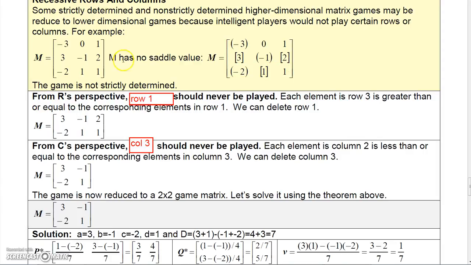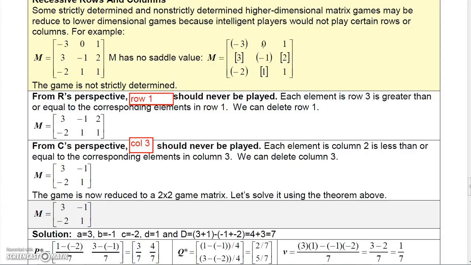Okay, I had these two crossed up, so let me start over here. From R's perspective, row 1 should never be played. Because if you look at row 1, you've got the lowest values. Negative 3 is lower for R than positive 3 or negative 2. And same thing for 0.